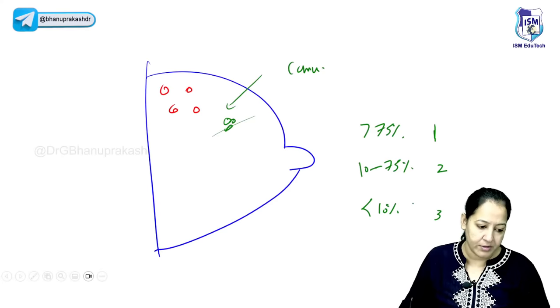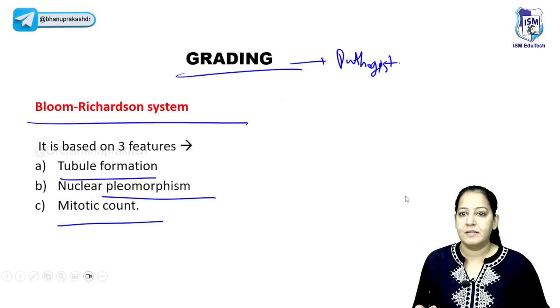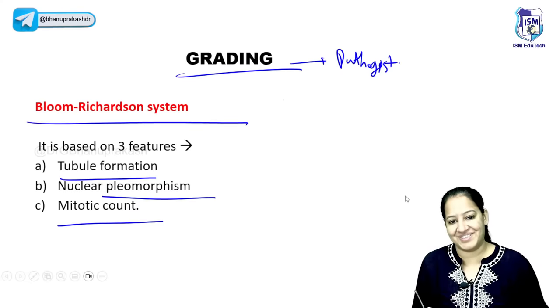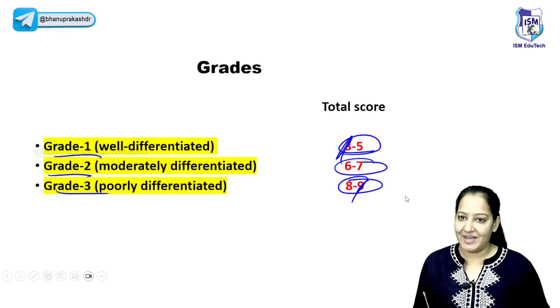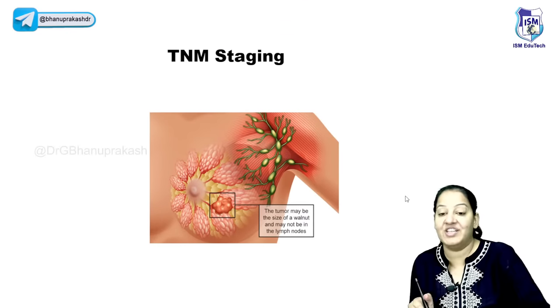Got it? Kiran, you got it? Others, you got it? This is how we do the grading in breast cancer. This is known as the Bloom-Richardson grading system. How many of you got it? Let me come to the staging.